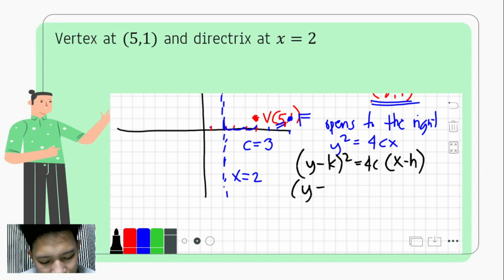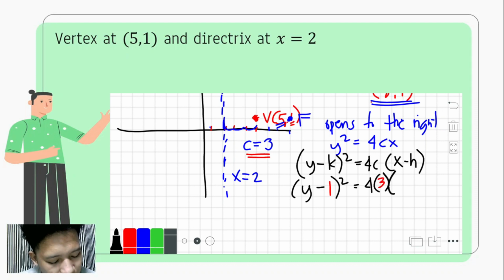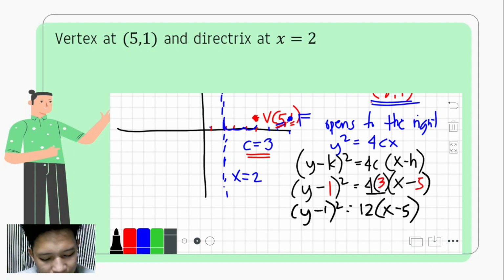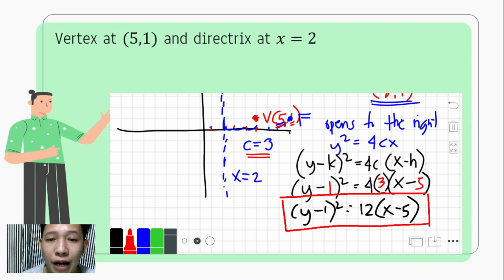We get it by plugging in the necessary values to our equation. The value of k in our vertex is 1. So that is (y minus 1) squared equals 4 times our value of c from earlier, which is 3, times (x minus the value of h from earlier, which is 5). By simplifying this, we have (y minus 1) squared equals 4 times 3, that is 12, times (x minus 5). So this will be the standard form of the equation of the parabola: (y minus 1) squared equals 12 times (x minus 5).